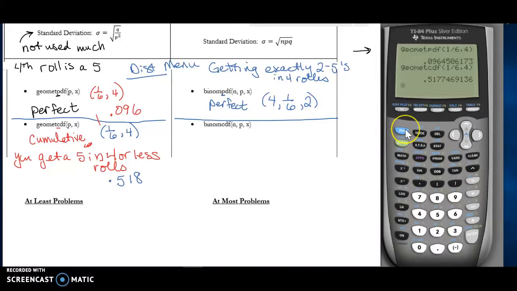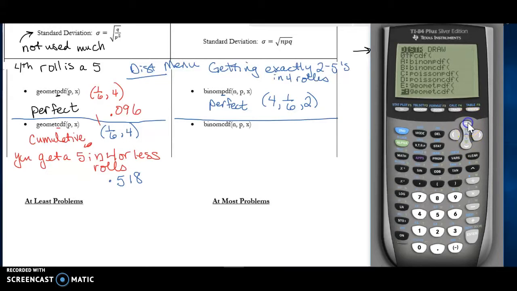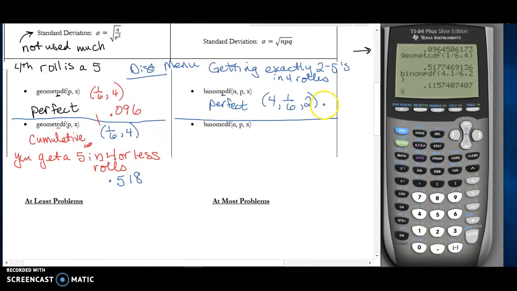So I'm going to go back to my distribution menu. I'm going to go second, distribution. This time I'm going to go to binomial PDF, and I hit enter. I have 4 trials. Probability is 1/6, and then I want 2 successes. For this one, I get 0.116. So that'll happen 0.116% of the time.